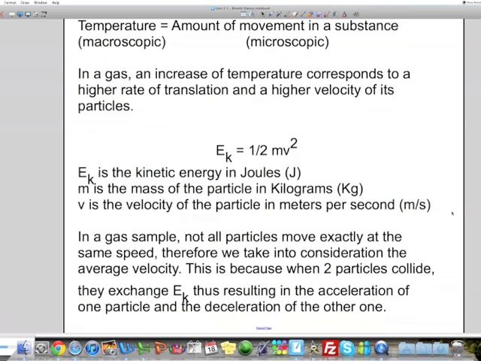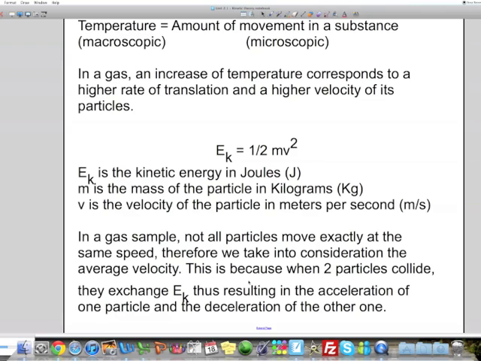So in a gas sample, do all particles have exactly the same speed? The answer is no, right? Our particles are going to be at a certain temperature, but that's really an average temperature. So most particles will have that given temperature, but a few will be colder, a few will be warmer, therefore they'll have more or less the same energy, but there can be slight variations. That is in part because of the collisions.